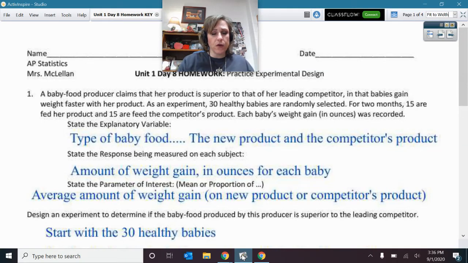All right, guys, let's go over that Unit 1, Day 8 homework. So this is the 3 SRAP Me caps that you did.